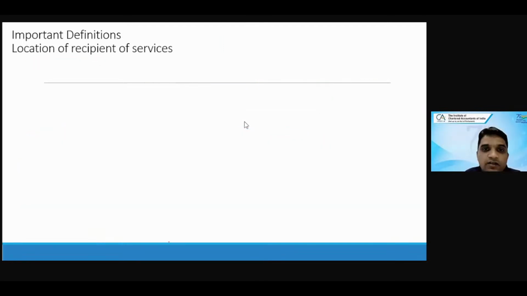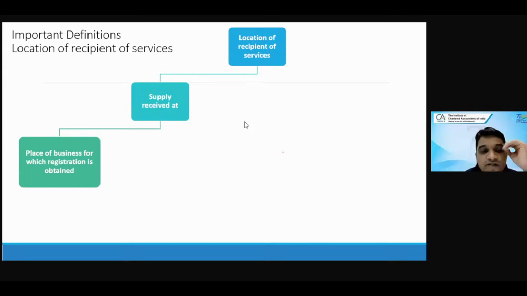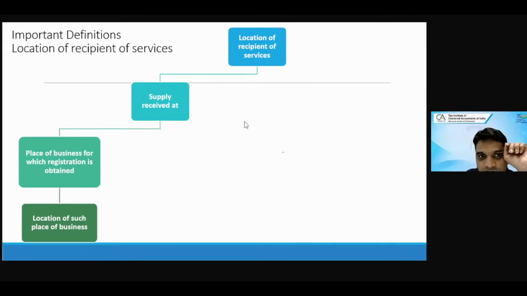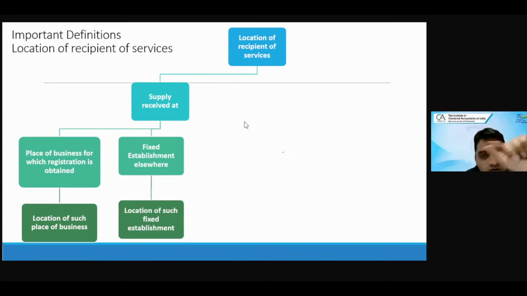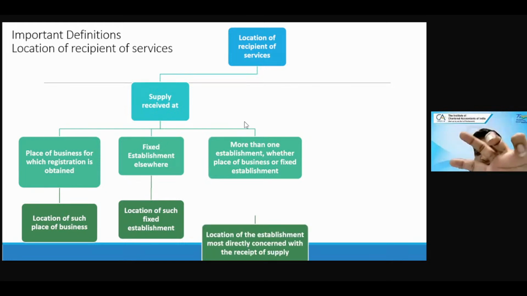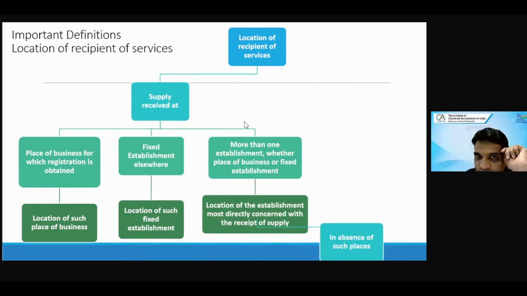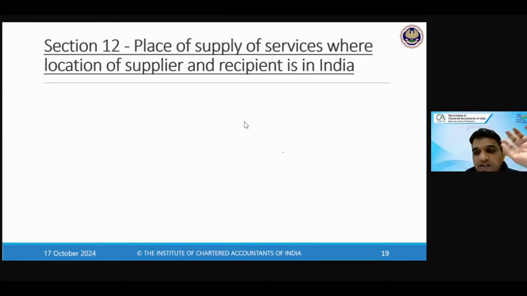Now location of recipient of services, reciprocally. Location of recipient of services is where the supply is received at a place of business for which registration is obtained, then the location of such place of business. If you are receiving the services at any other fixed establishment, then the location of such fixed establishment. If you're receiving at more than one place, then the place which is most directly concerned. And in the absence of any such place, the usual place of residence of the recipient.